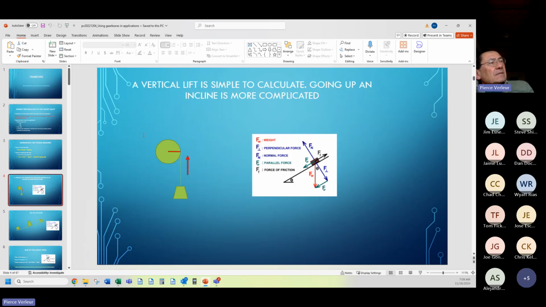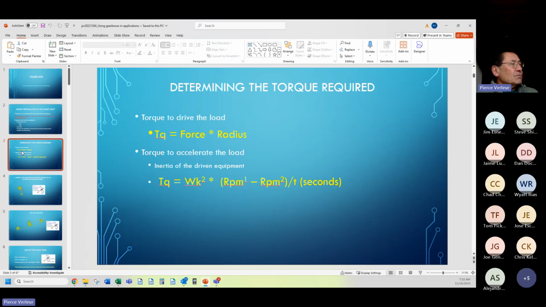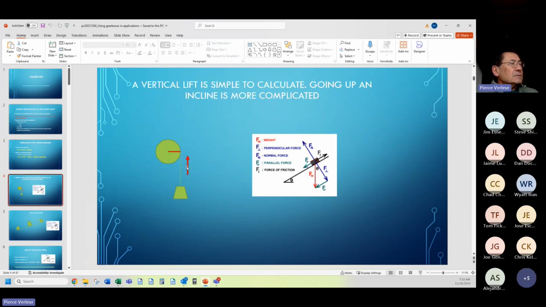So a vertical lift, that's a very simple calculation because you have a radius on the drum, which is the circle here. The red line is the radius. Then you have a weight. And going back to this formula, force times radius, well, the weight is the force, and the radius is the radius. What's interesting about this is that with a simple use of trigonometry, and you don't have to know trigonometry, all you have to do is know how to look up a trigonometric table, you can now calculate force, torque along an incline.